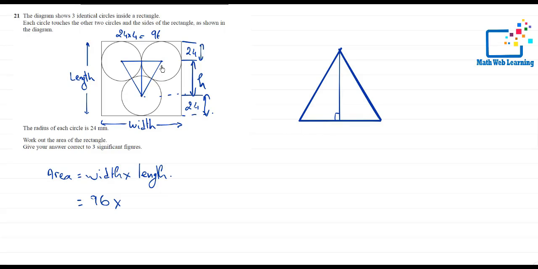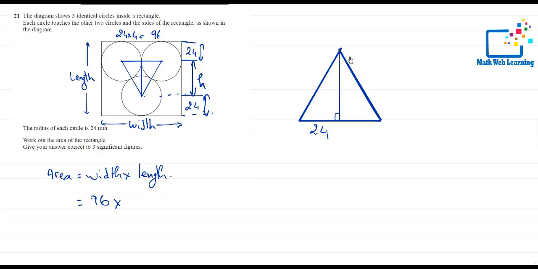Now you realize this side, this side, and this side, the three sides actually, they all join the centers of the circles. So for example, if I look at the base, which corresponds to this one here, it is made up of two radii, which is 24 and 24. So basically this half here is 24 only. All right, I hope that's clear to you.